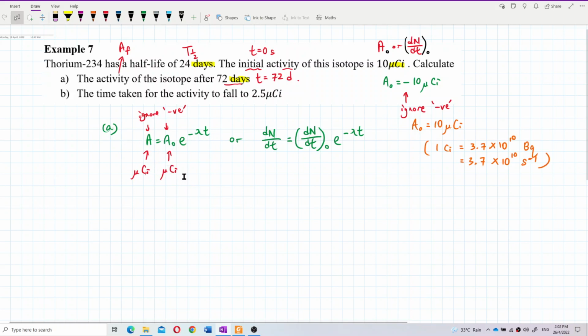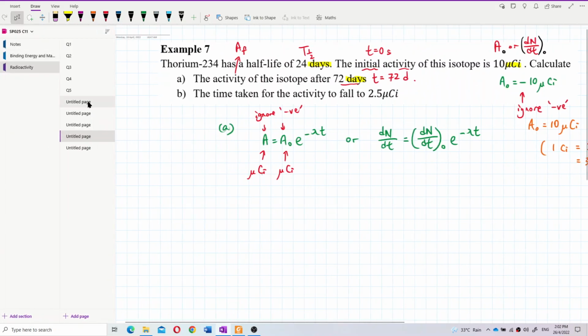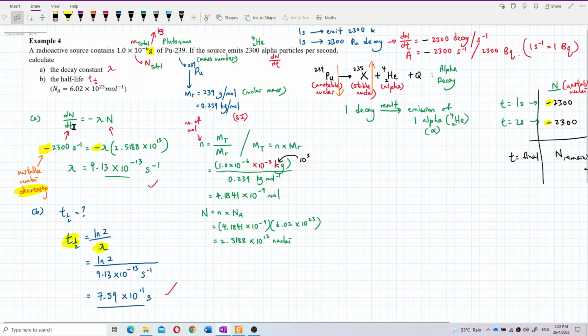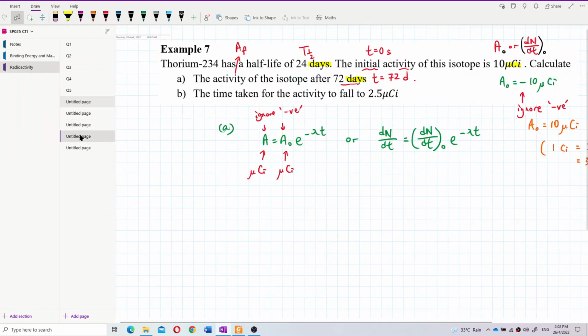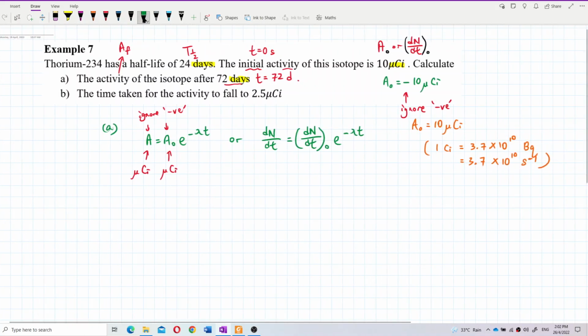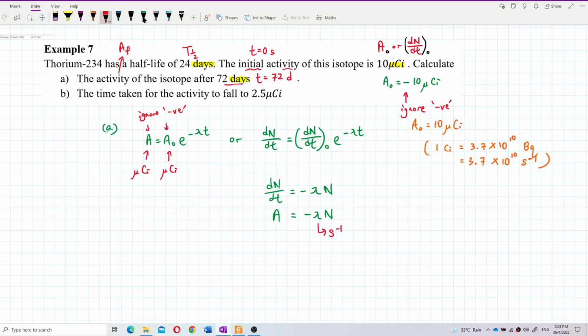So no need to change to SI unit, unless you are in previous questions using another formula, dN/dt equal to negative lambda N, where dN/dt is actually the activity. Because lambda is in unit per second, the activity needs to be per second. It's a must.